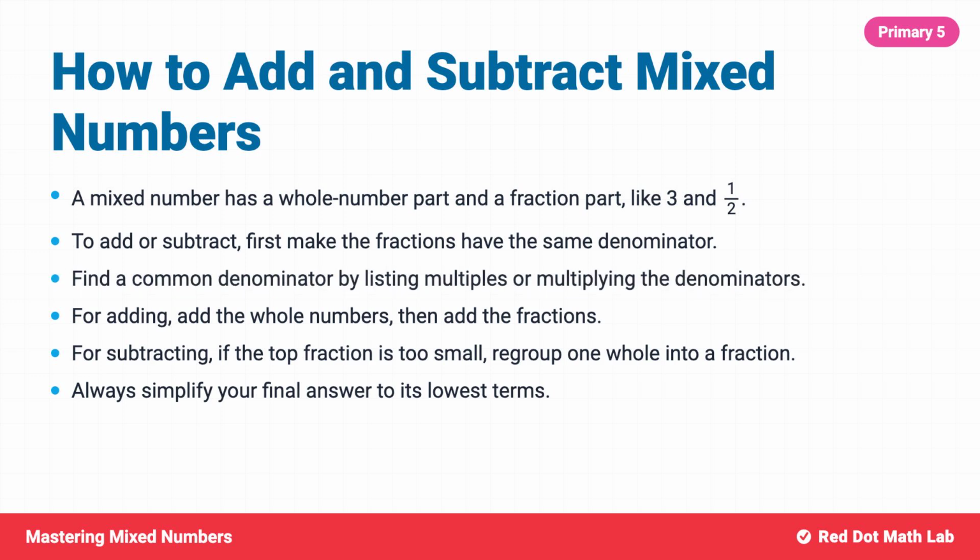We find a common denominator by listing multiples or by multiplying the denominators. For adding, we add the whole numbers, then we add the fractions. For subtracting, if the top fraction is too small, we regroup one whole into a fraction. And always simplify your final answer to its lowest terms.